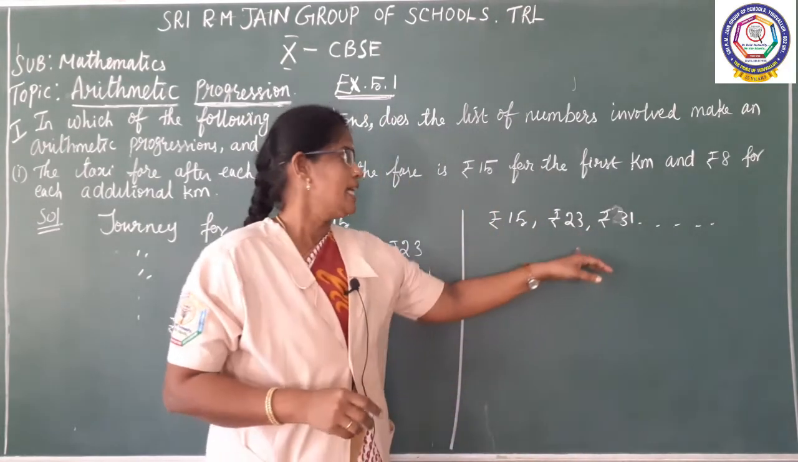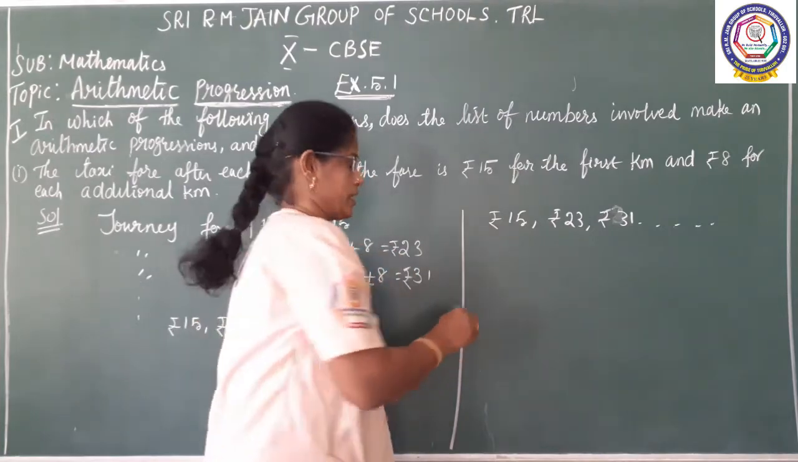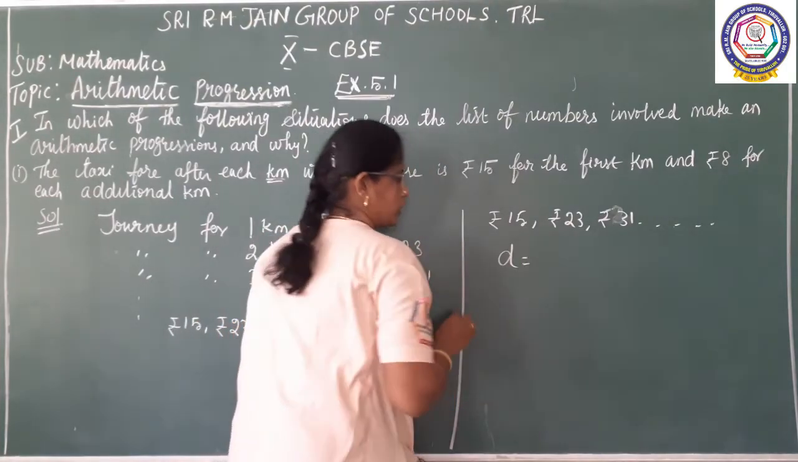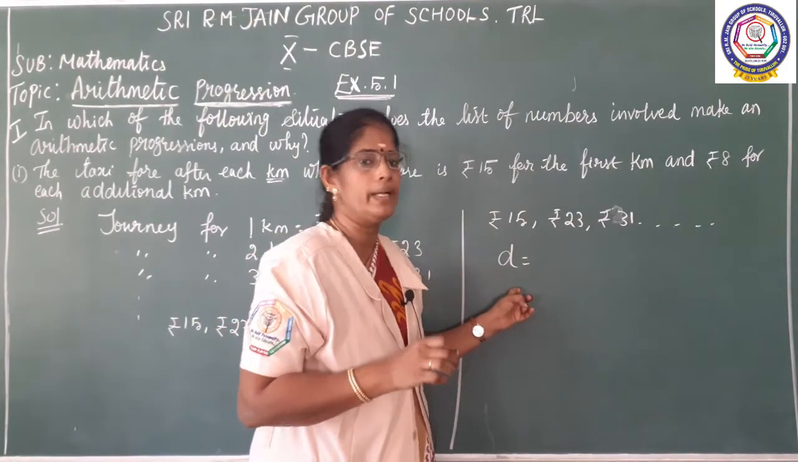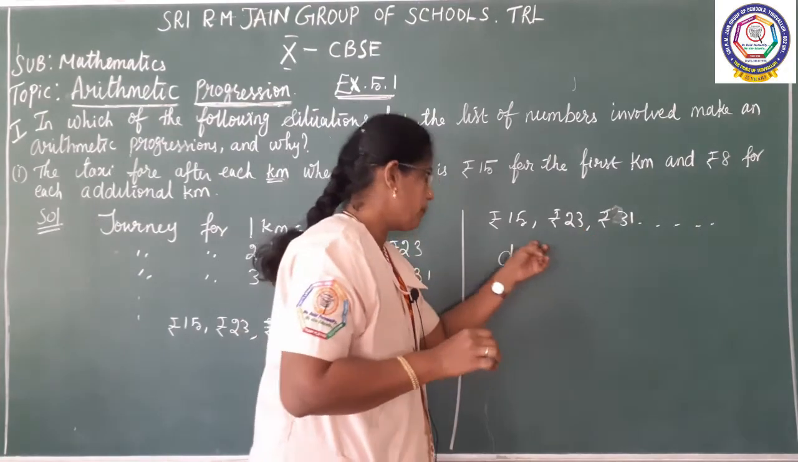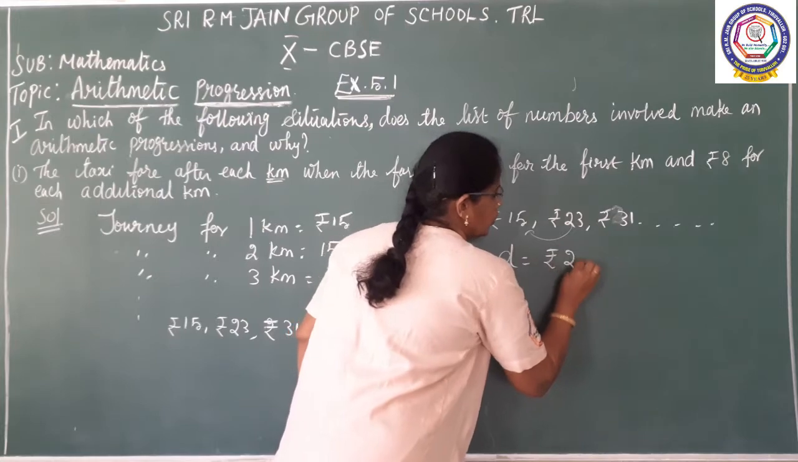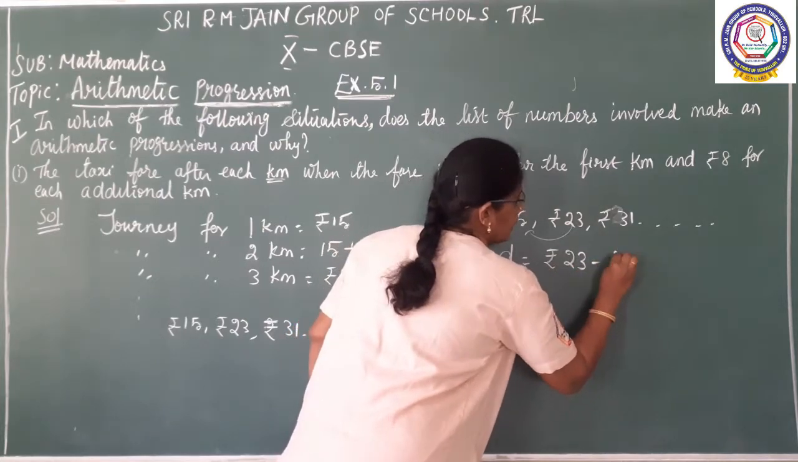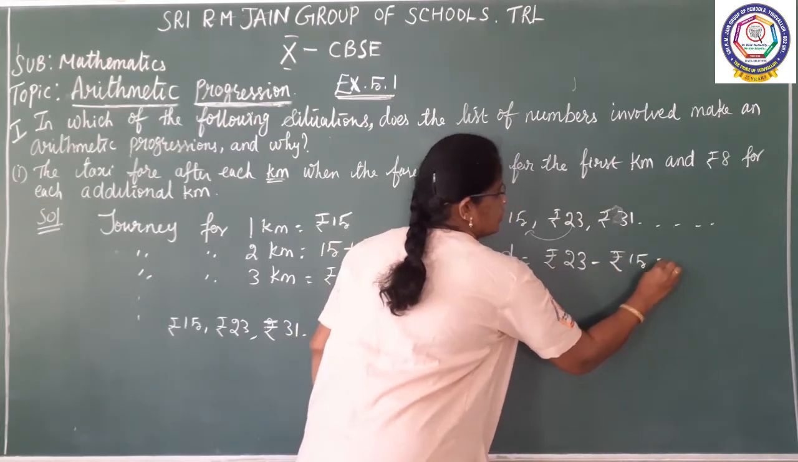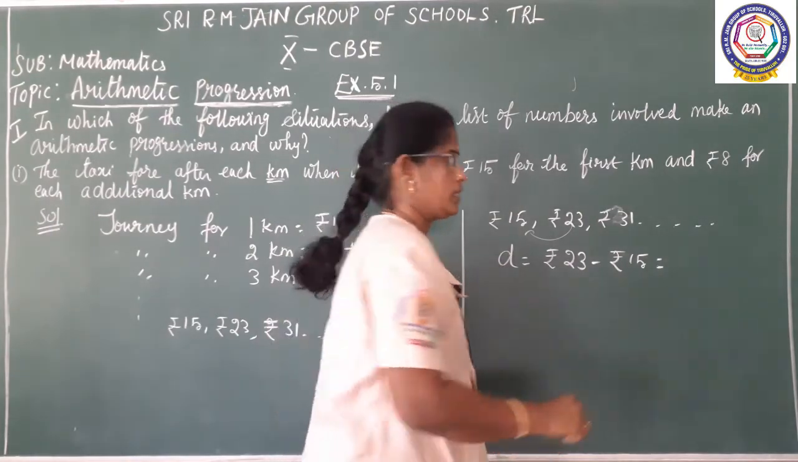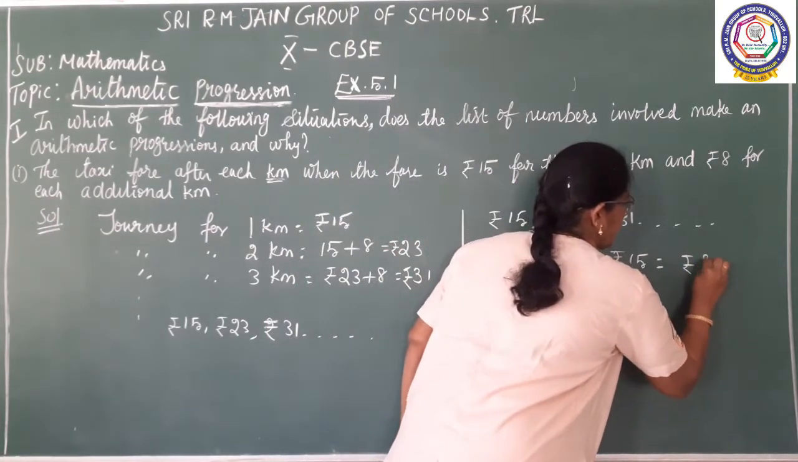We know that one. Second term minus first term. D is equal to, D here represents the common difference. Second term minus first term. What is the second term? Rupees 23 minus rupees 15. So what is that? 23 minus 15 is equal to 8 rupees.